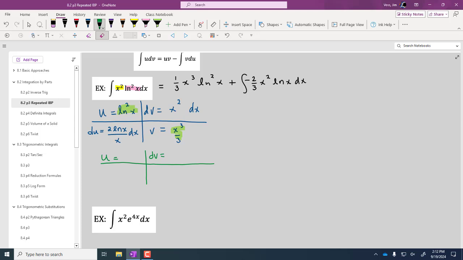So we're going to come over here and we're going to say, oh, okay, so we have a log there. And I'm thinking of these two functions here. And the negative 2/3 could go with the x squared or it could go with the natural log. That does not matter. But you need the x's with the dv again, and you need the log with the u again. So let's see what we get. Okay, so I'm going to let u be natural log of x. And I'm going to let dv be negative 2/3 x squared dx.